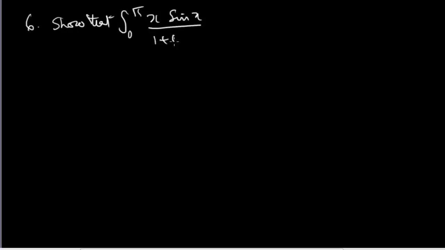Sixth one, show that the integral from 0 to pi of x sin x by 1 plus cos squared x into dx. We assume this one as I is equal to pi squared by 4. This is the answer. Answer is also given.